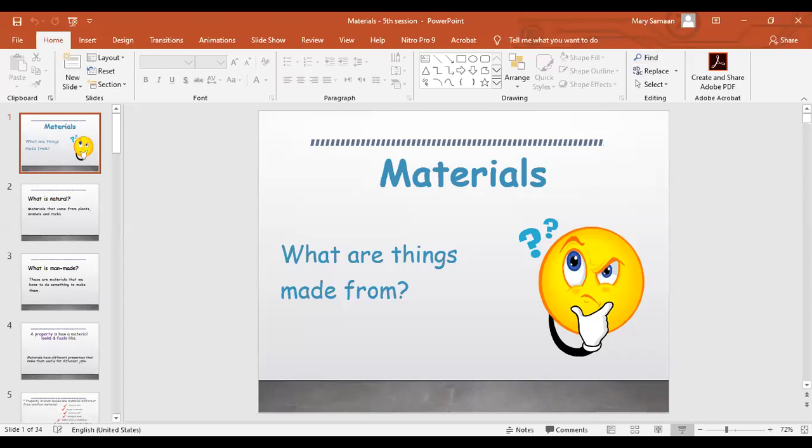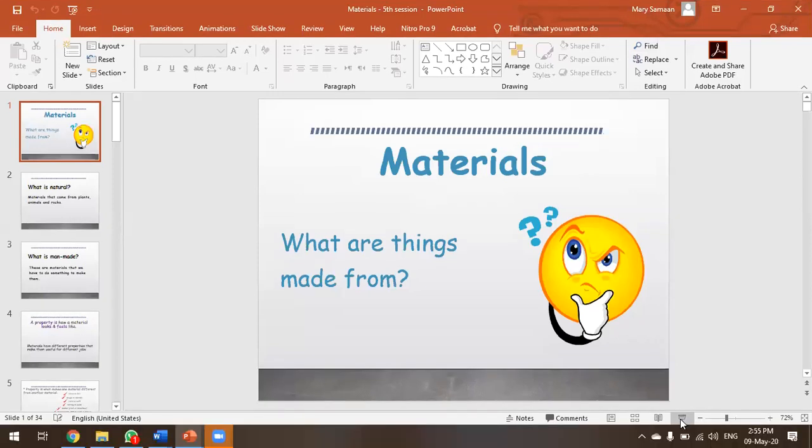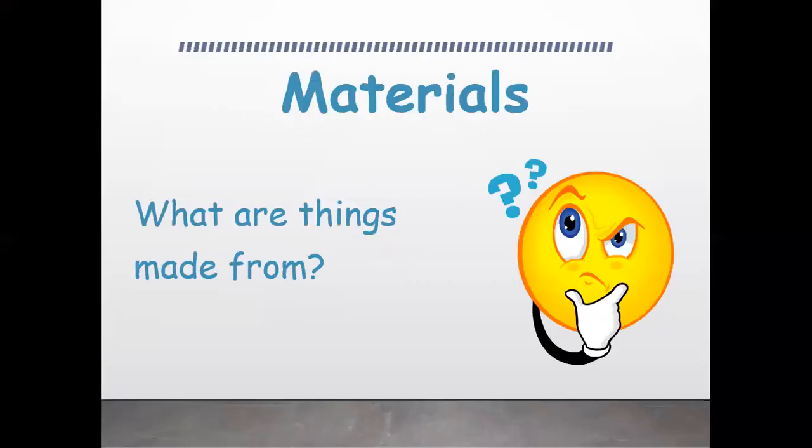As we said before, we are talking about materials. What are the materials? Materials are what things are made from. For example, the chair is made of wood, so the wood is a material. Eyeglasses are made of glass, so the glass is the material which the eyeglasses are made from.